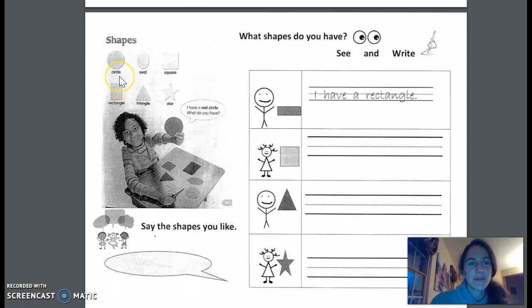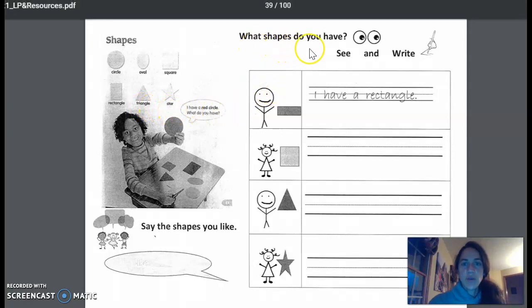Here are some shapes. Circle, oval, square, rectangle, triangle, star. I want you to say those out loud. You can do it again. Put pause and listen to the video again. Pueden poner pausa y reescuchar para repetir. Circle, oval, square, rectangle, triangle, star.